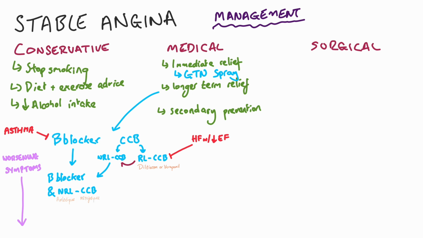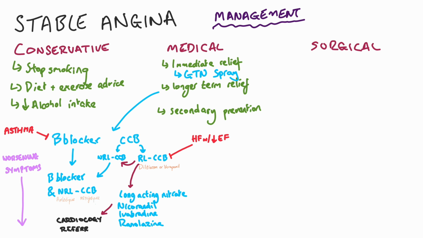Instead, consider switching to a non-rate-limiting calcium channel blocker and then introducing a beta blocker, or consider the use of a second-line anti-anginal medication, such as a long-acting nitrate, nicorandil, ivabradine, or ranolazine, although it is advised to seek specialist advice if considering starting ivabradine or ranolazine. If established on dual therapy with worsening symptoms, then a cardiology referral is warranted to assess for revascularization.